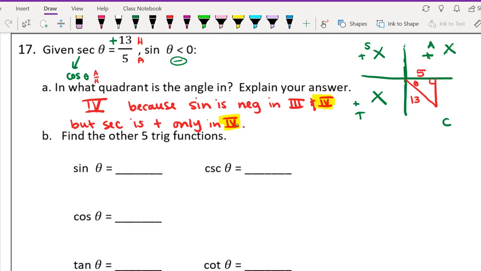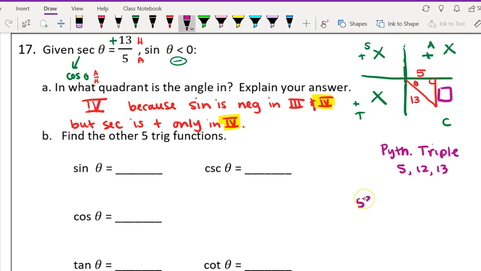All right, so then find the other 5 trig functions. Well, in order to find the other 5, we need to know what this missing side is. Okay, now this is a Pythagorean triple of 5, 12, 13. But you can also use the Pythagorean theorem.